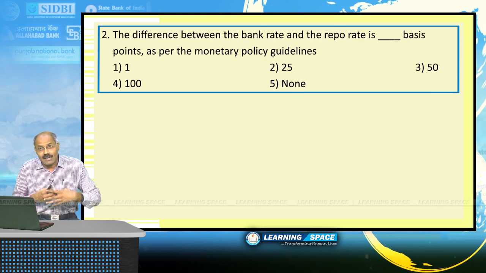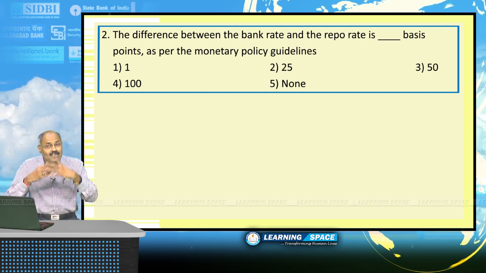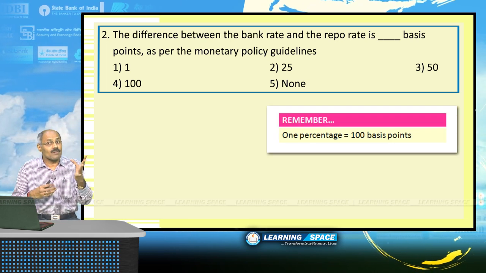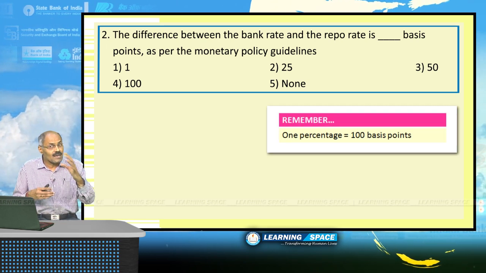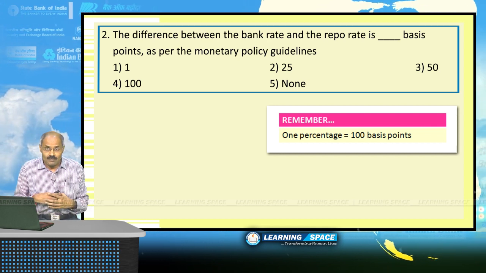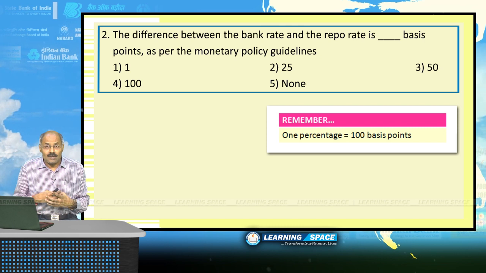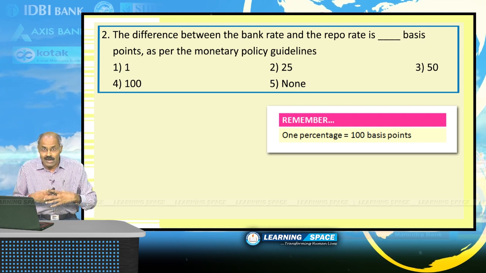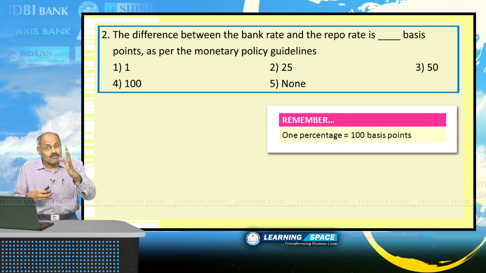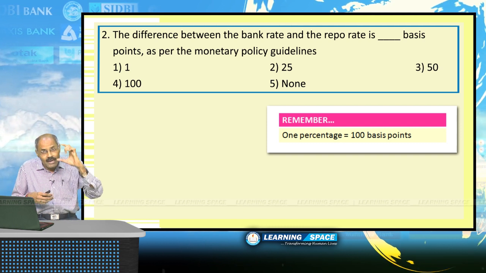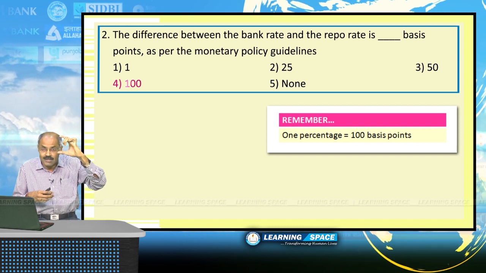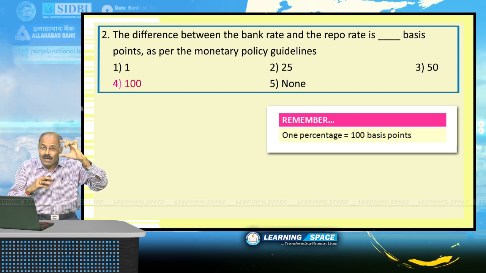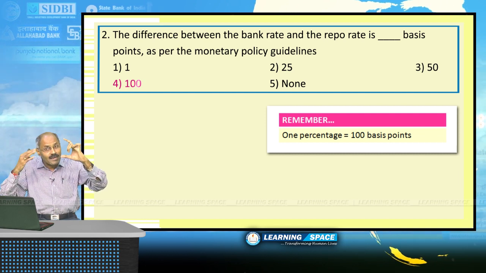The difference between the bank rate and the repo rate is 100 basis points as per the monetary policy guidelines. As all of you are well aware, monetary policy is announced once in 2 months. In any financial year, monetary policy is announced 6 times, and as per the guidelines, bank rate as well as marginal standing facility are higher by 100 basis points in comparison to repo rate.